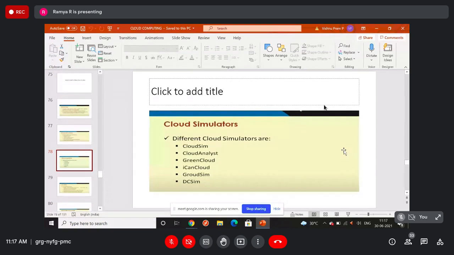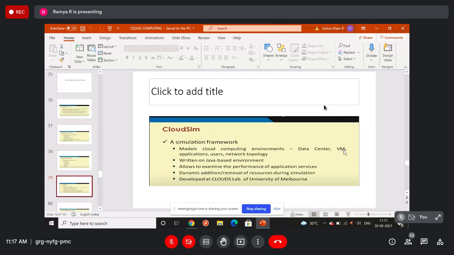And we see the simulators. What are the simulators we have? Through them we can check the performance: CloudSim, CloudAnalyst, GreenCloud, iCanCloud, and GroudSim. And next we have DCSim. These are the different simulators in the cloud.